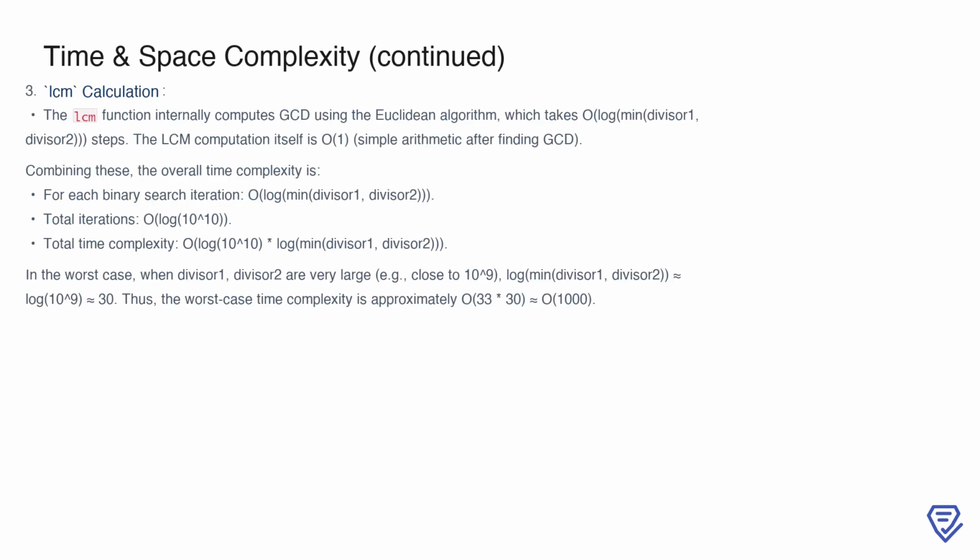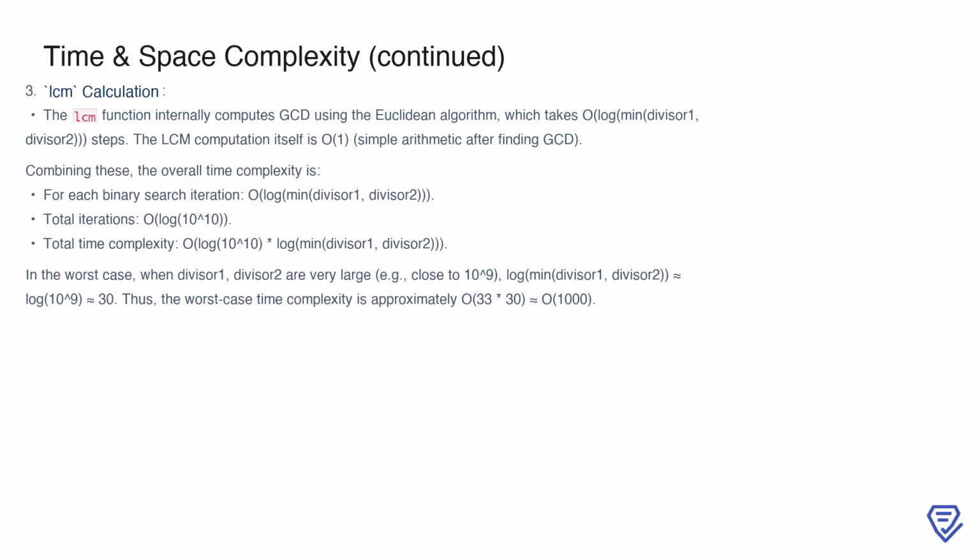Now, focusing more on the LCM calculation, it relies on the GCD computation. The Euclidean algorithm used to compute the GCD takes log min divisor 1 divisor 2 steps. Once the GCD is determined, the LCM can be calculated in constant time through simple arithmetic. Consequently, the time complexity for each binary search iteration is log min divisor 1 divisor 2. Since binary search itself performs log 10 to the power of 10 iterations, the total time complexity of the solution becomes log 10 to the power of 10 log min divisor 1 divisor 2.